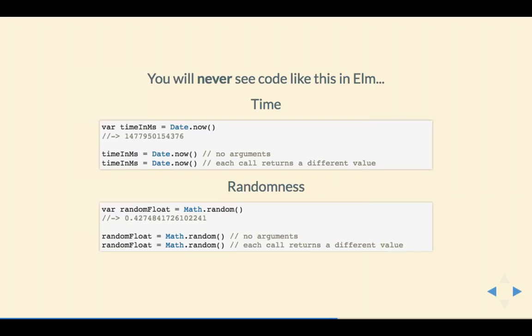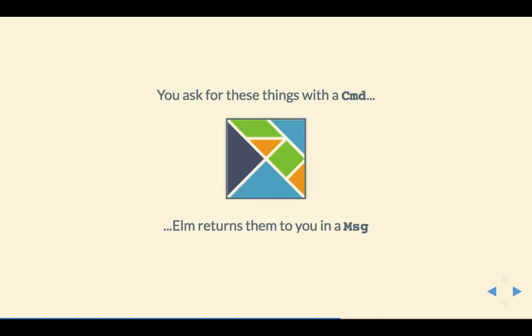Same goes with randomness. Give me a random number. Yep, as a description of the work. Elm does the dirty work, whatever mechanism it has, and then it returns you the result to a part of your program that then uses it, carries on, just pure functions. So you ask for things with a command. Elm does your bidding. It's not just a virtual DOM manager, it's other things manager.